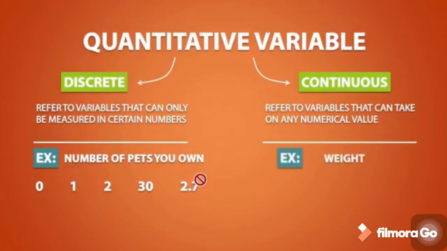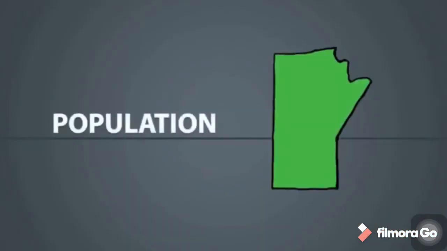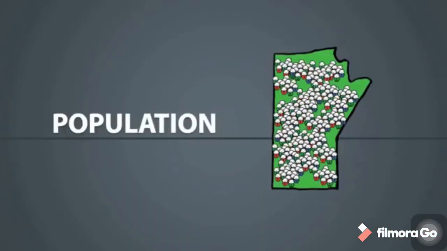An example of this would be weight. Someone can weigh 105 pounds, 185 pounds, or even 170.683 pounds. We can measure this variable in as many decimal places as we want, which is why it is classified as a continuous variable. So to recap, a population refers to the total number of things.